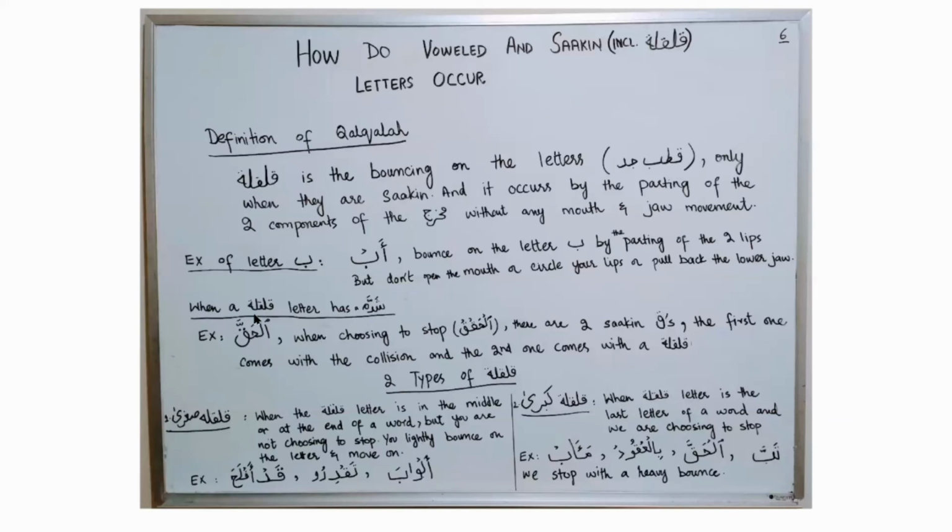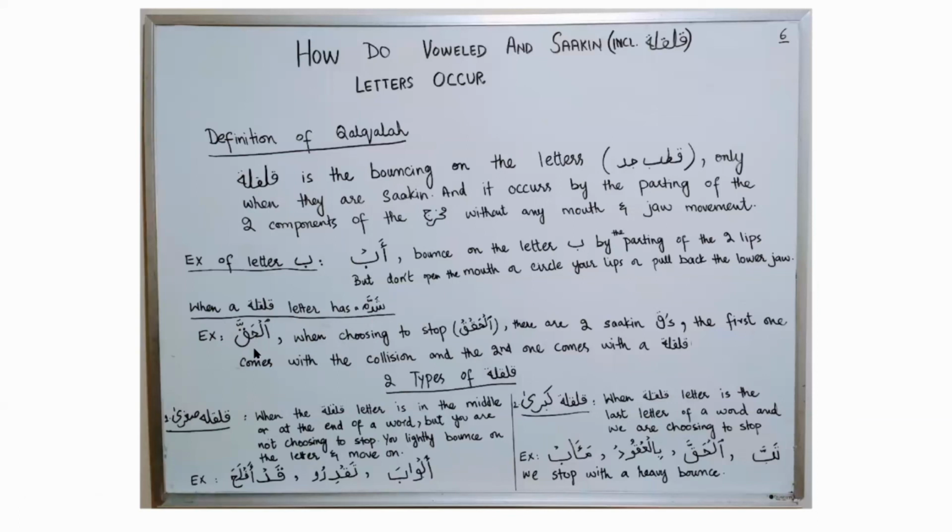If a Qalqalah letter has a shadda, if you see in this example, letter qaf has a shadda. And a shadda letter consists of two letters. The first one is always sakin and the second one with a vowel. So in this case, there are two qafs. The first one is sakin and the second one has a fatha. If you combine them both, this is how you will write it. Qaf having a shadda with a fatha.